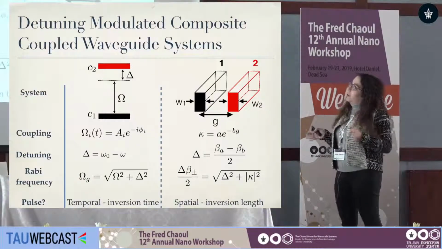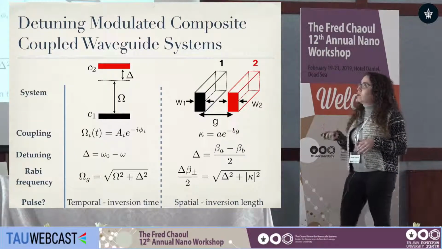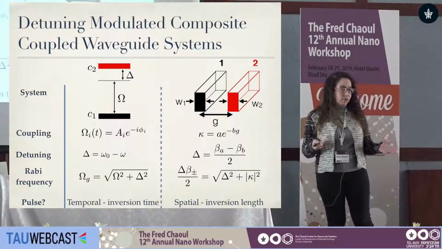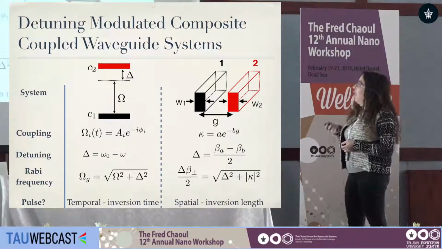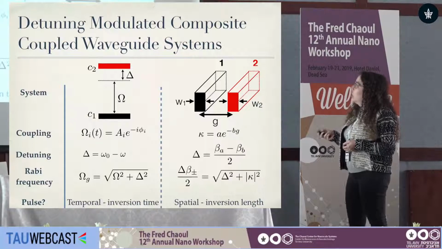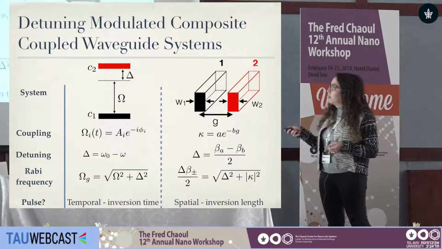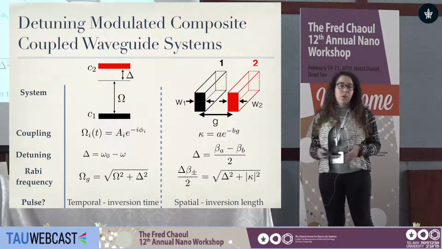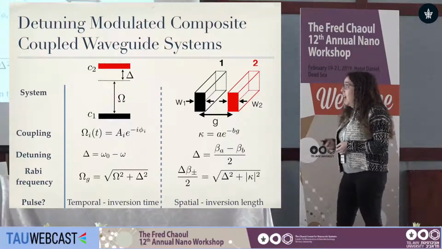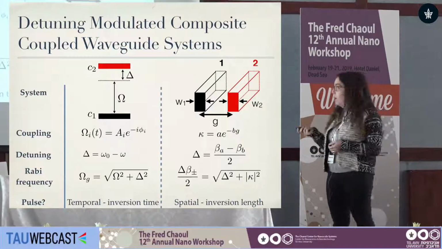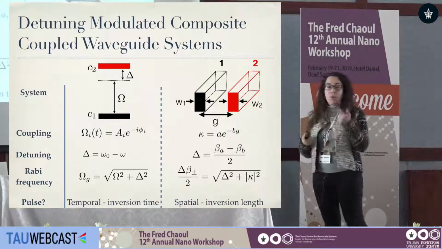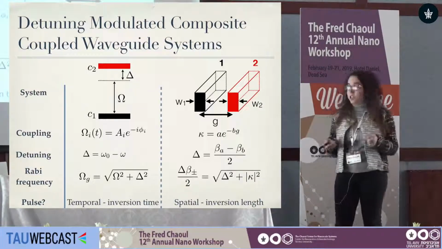So the first thing I want to do is show you the analogy between a two-level system that many of you might have already learned about and a coupled waveguide system. In any two-level system, you have coupling, detuning, and a generalized Rabi frequency, and if you want to excite it, you can impinge it with a pulse, and you will get a temporal inversion of the populations.